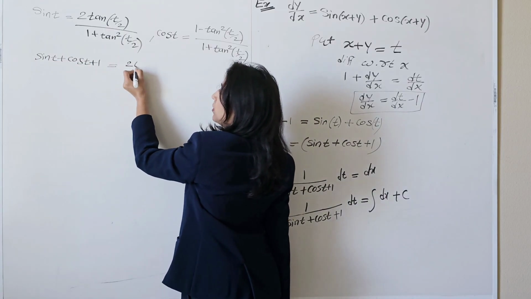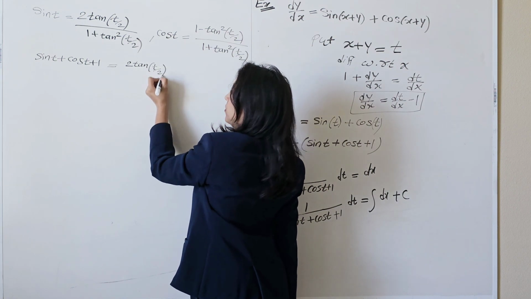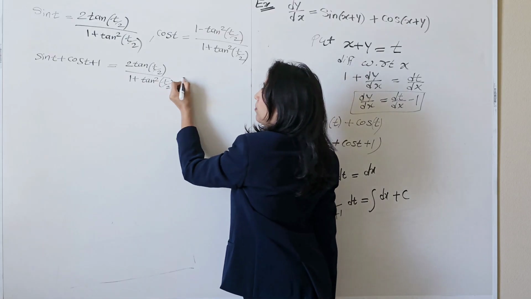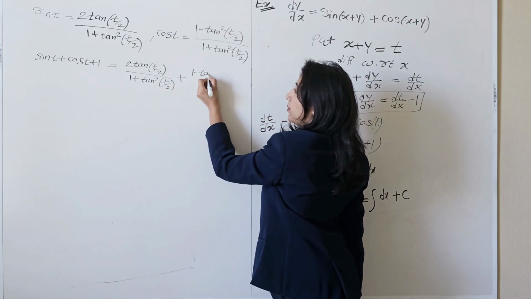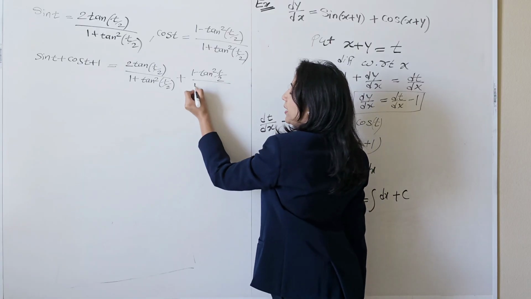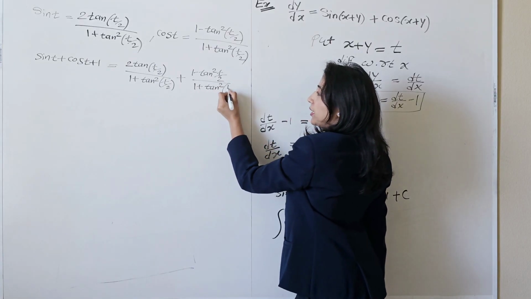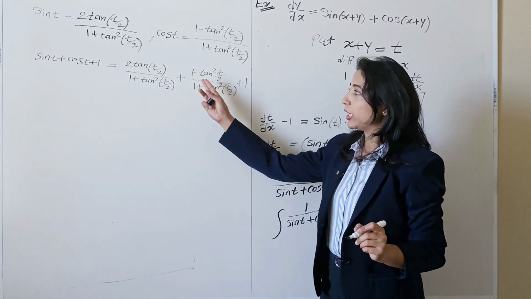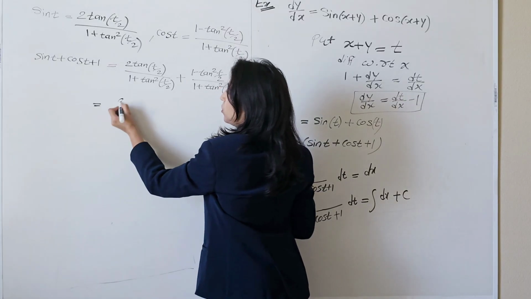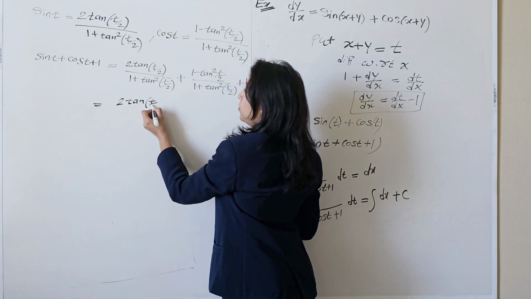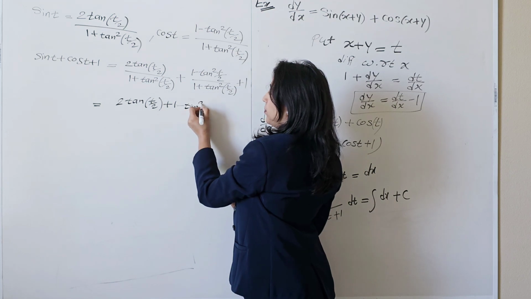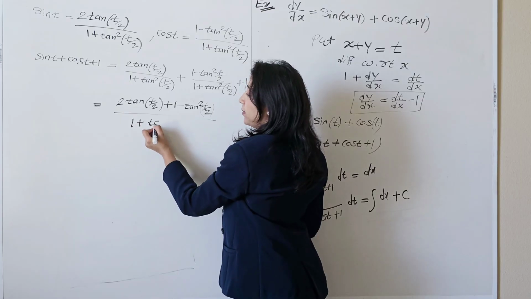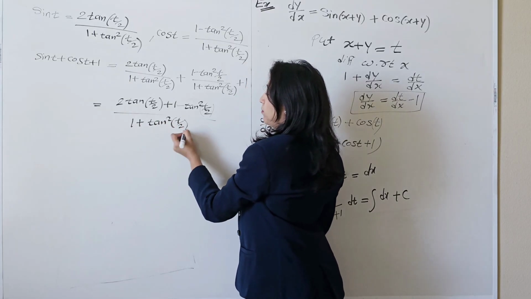So sin t is 2 tan(t/2) divided by 1 plus tan²(t/2), plus cos t, which is 1 minus tan²(t/2) divided by 1 plus tan²(t/2), plus 1. Now the first two terms have the same denominator, so we directly add the numerators. So we will get 2 tan(t/2) plus 1 minus tan²(t/2), divided by 1 plus tan²(t/2), plus 1.